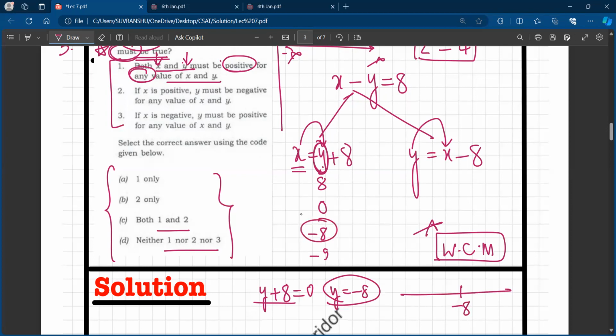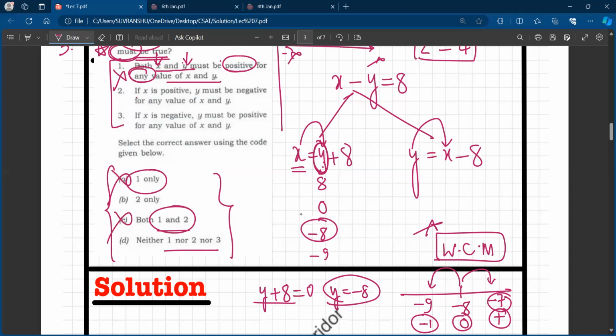So at minus 8 it will give 0. If you take a value here, minus 7, it will give me positive. Minus 7 plus 8, answer will be 1, positive. If I take minus 9 here, the answer will be minus 1. Clear? Here it is minus 1, here it is 0, here it is positive. It is not positive everywhere. So this option is eliminated. 1 is wrong. Both 1 and 2 is wrong.